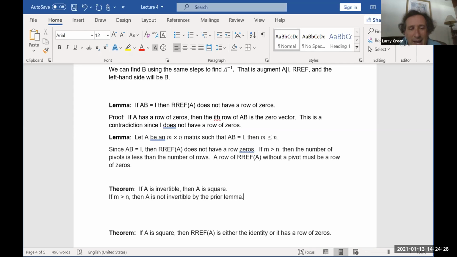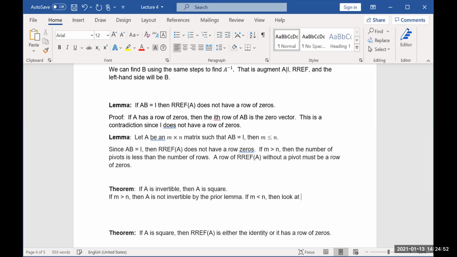Okay, but that's if M is greater than N. What if M is less than N? Any idea what we can do? Any thoughts? Then look at A transpose.